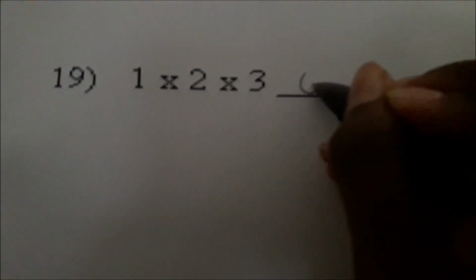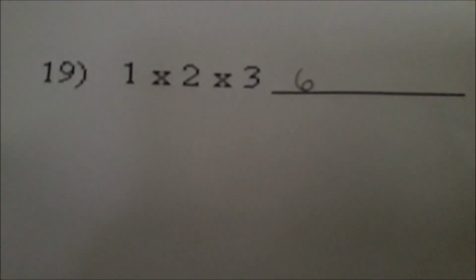1 times 2 times 3. Okay, work it for us. 1 times 2 is 2, and 2 times 3 is 6. Very good. Okay, that's the answer right there for that one.